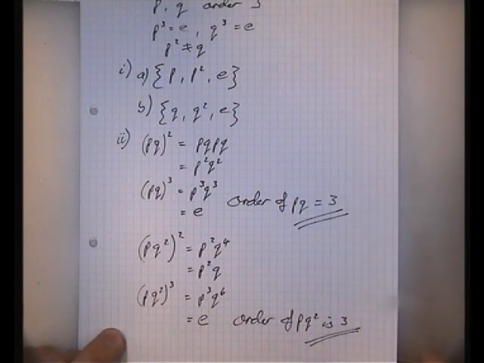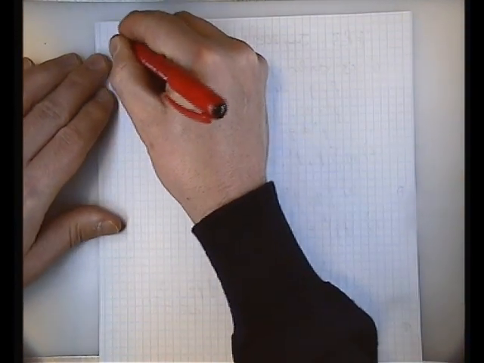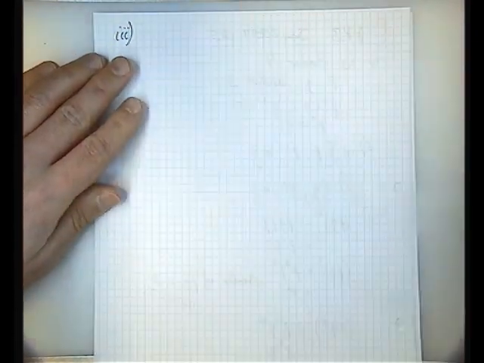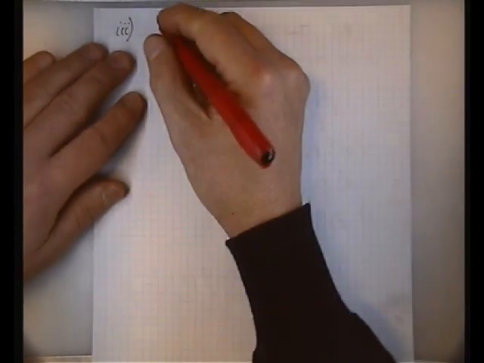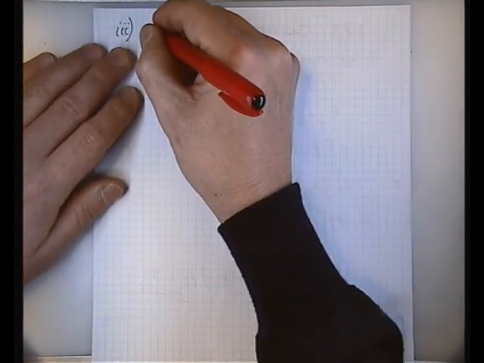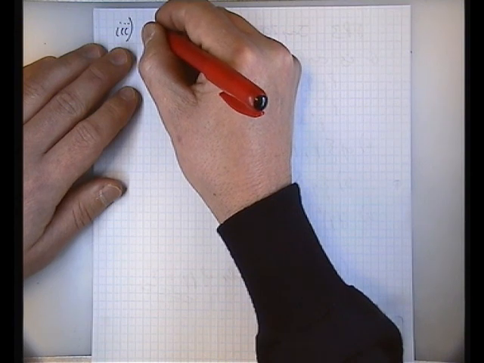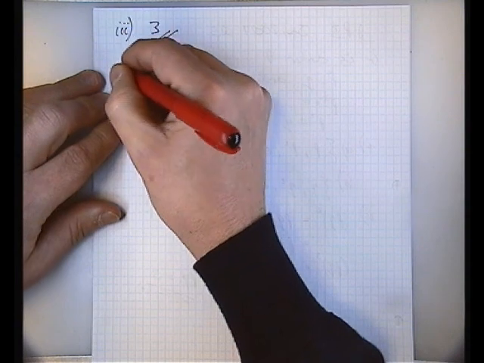Right, next part of this question is asking us to state the possible orders of proper subgroups of G. Now, remember, proper subgroup means not the identity and not the group as a whole, and orders of subgroups have to divide the order of the group as a whole by Lagrange's theorem. So that means that we're looking for factors of 9, not 1 and 9, so we're left with 3. Nice and easy mark there.